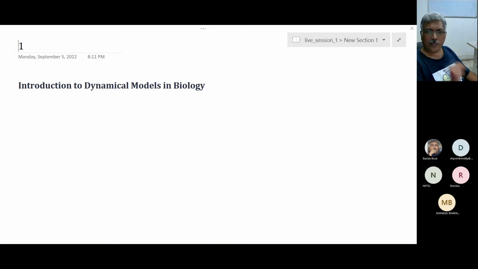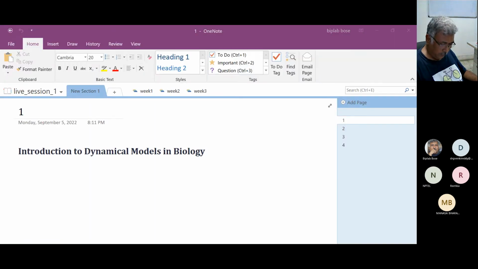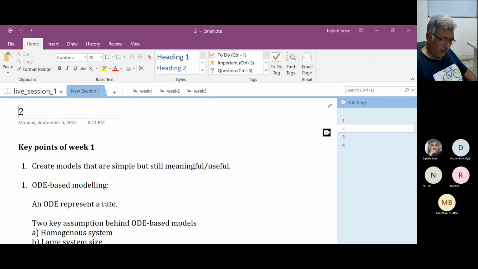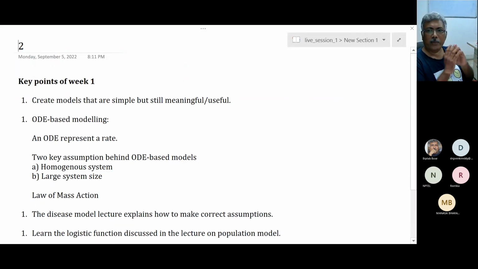So let me start with the first week's topics. In the first week, we have certain key points that I have jotted down here, which you should focus on. In the first week, we are warming up. We are discussing what we essentially mean by mathematical models in biology and why we need to create mathematical models. Those may not come as a question in examinations or quizzes, but there are certain important things that you should focus on.